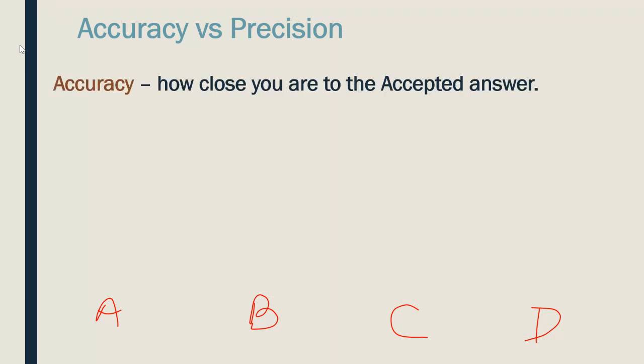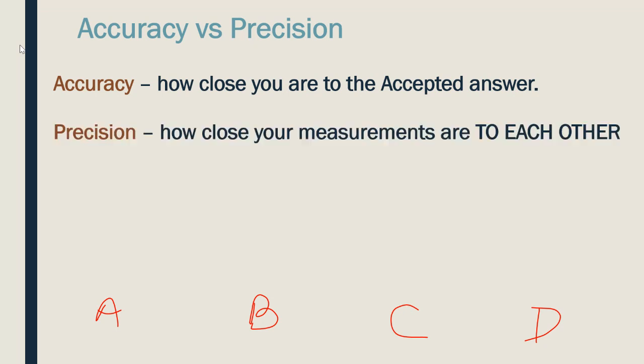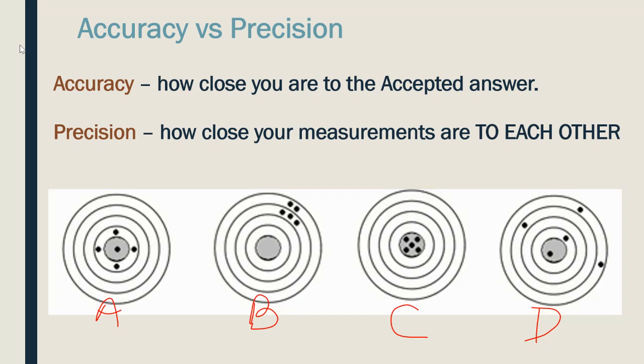When you think about accuracy, accuracy is how close you are to something that's considered the accepted answer. And that's not the same as precision. So, precision is just how close your measurements are to each other. The classic way to explain this is the target. So, here we have a target and we have A, B, C, and D.